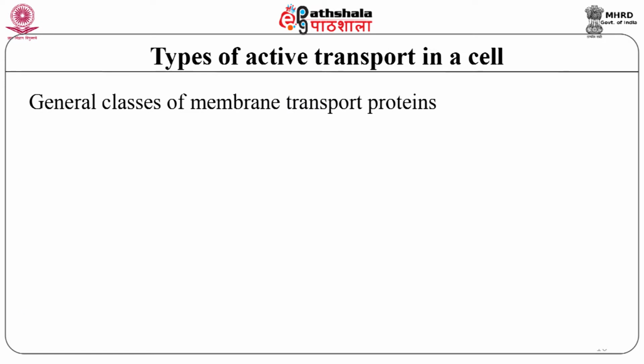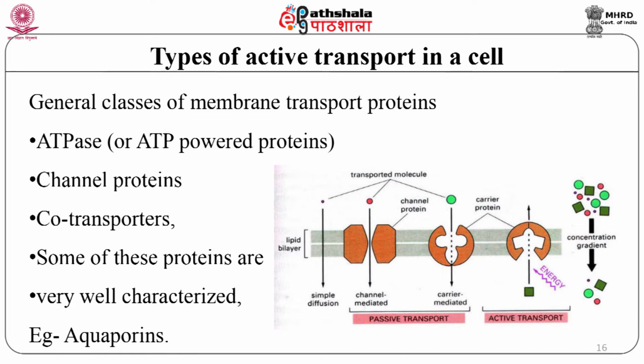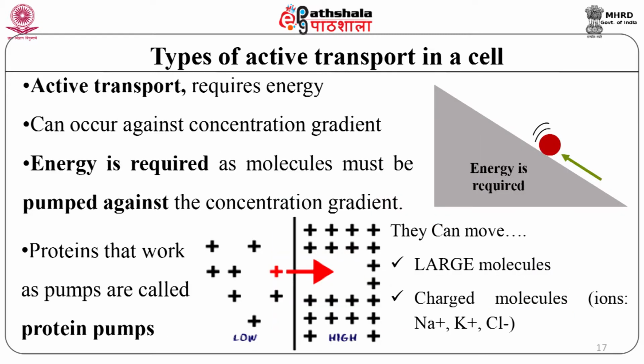These membrane transport proteins belong to general classes as follows: ATPase or ATP powered proteins, channel proteins and co-transporters. Some of these proteins are very well characterized, for example aquaporins. On the basis of requirement of energy for transport, there are two types of transports across the membrane. First is active transport, which requires energy.